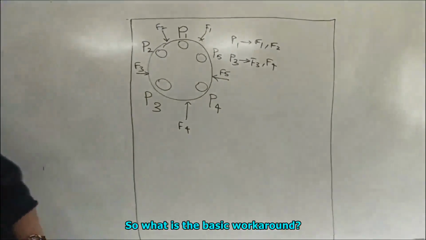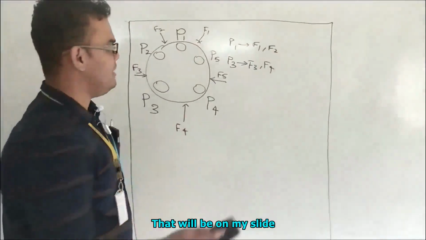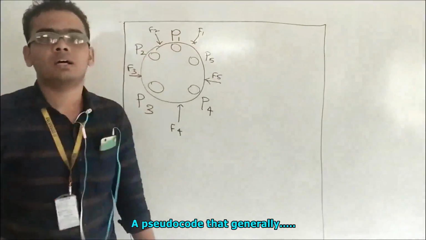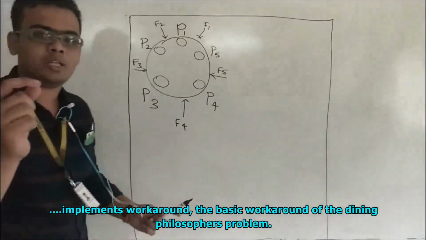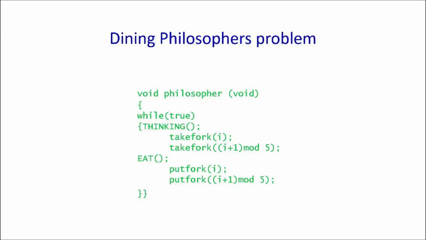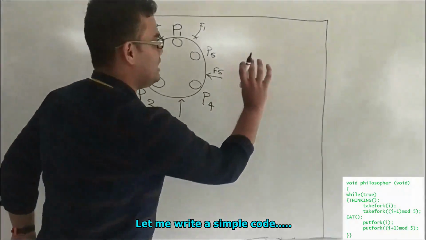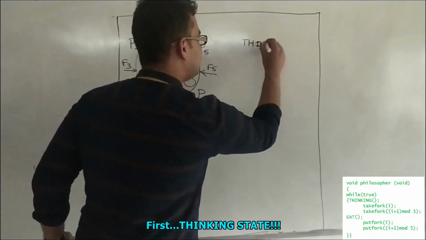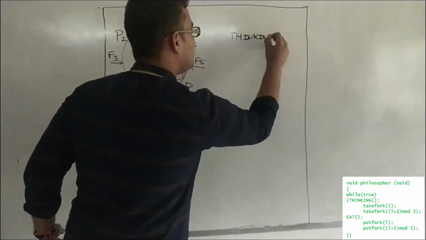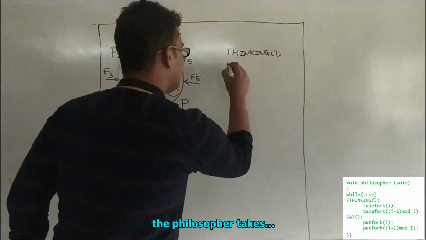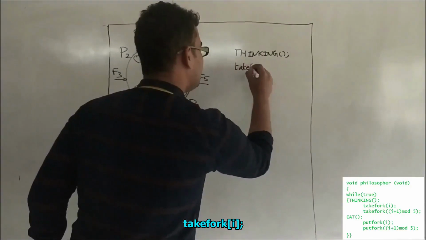So what is the basic workaround? That will be on my slide, a zero code which generally implements the basic workaround of the dining philosopher problem. Let me write a simple code. First, thinking state, and then the philosopher takes the fork.